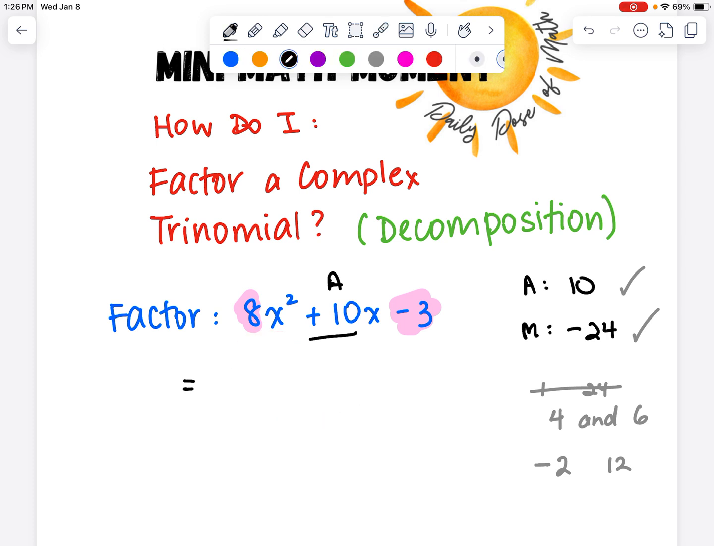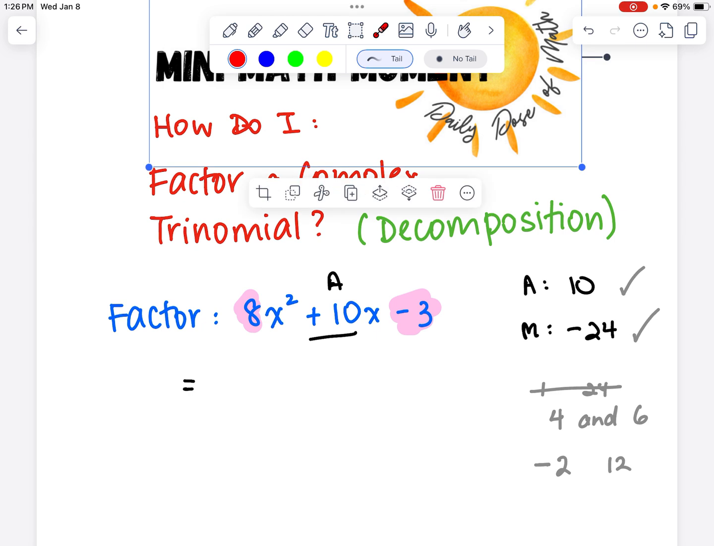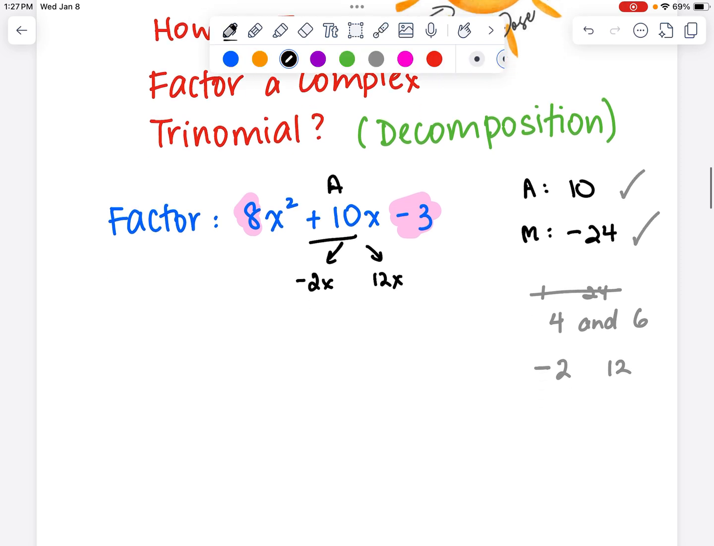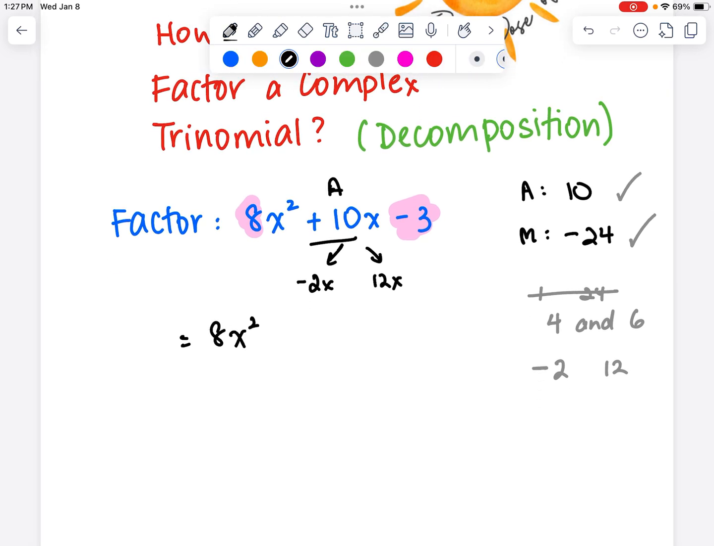So instead what we do, and the reason I say it's called decomposition, is I'm going to decompose, I'm going to break down that 10x term into negative 2x plus 12x, and it's because we wanted to add to that number. So I'm going to split these up in the next section, and it doesn't matter whether I put a negative 2x first or a 12x first. You could have a switched order. You'd get the same answer. So let me rewrite that whole next step. I'd get 8x squared minus 2x plus 12x minus 3.